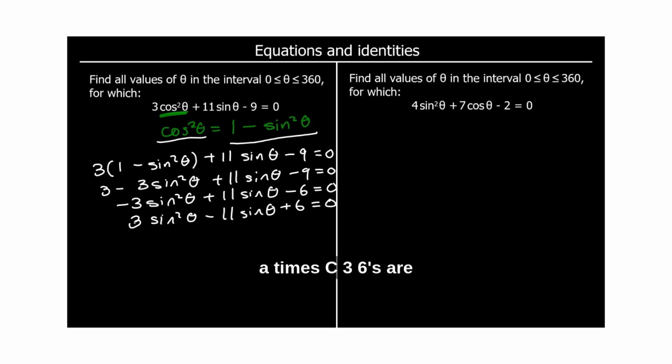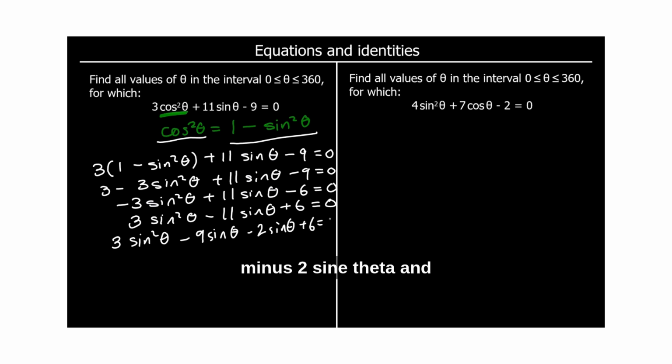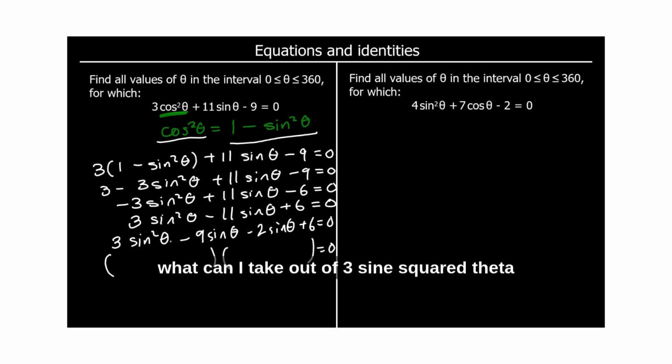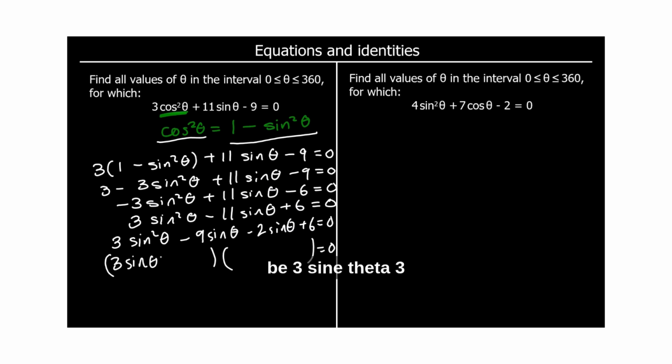So a times c, 3 sixes are 18. So what multiplies to make 18 and adds to make 11? It's 9 and 2. So I'm going to change it to minus 9 sine theta minus 2 sine theta. And then I'm going to put it into the double brackets. So what can I take out of 3 sine squared theta and 9 sine theta? That'd be 3 sine theta.